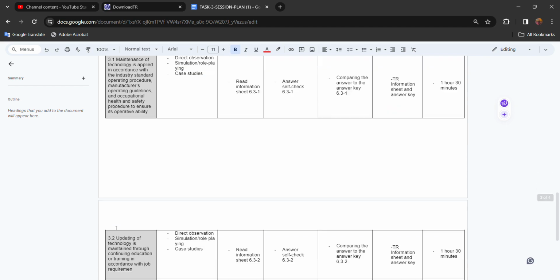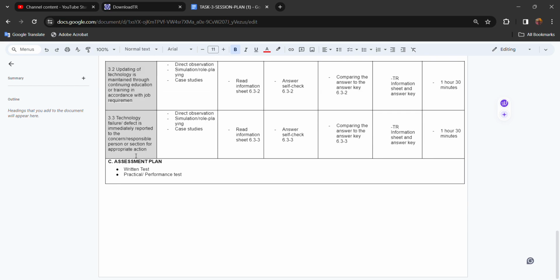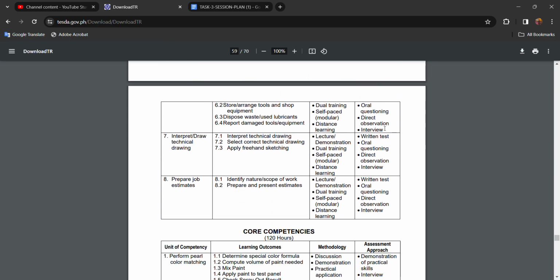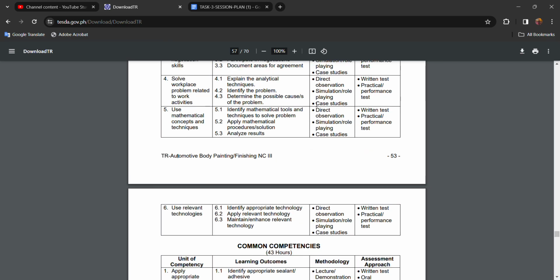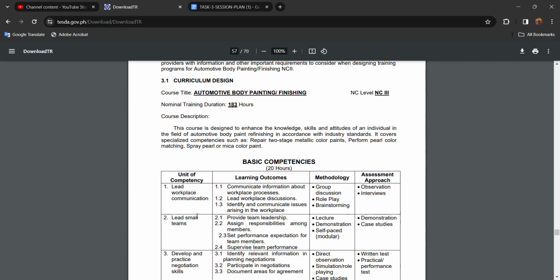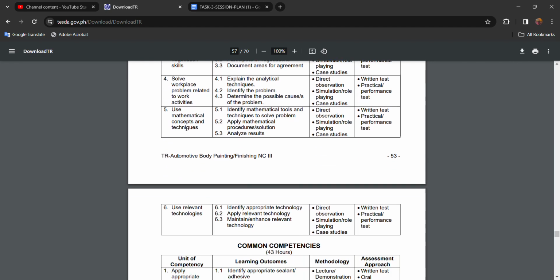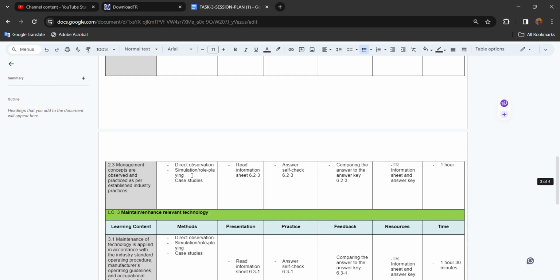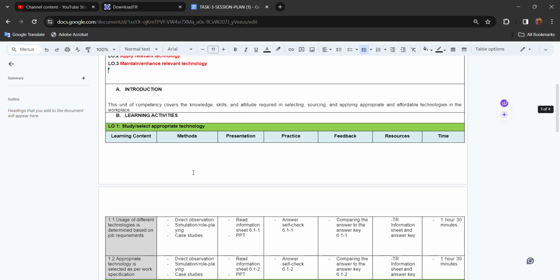And then the last part was the assessment plan. I got the assessment plan and the assessment approach. I just copied the one aligned with my basic competency, unit of competency, which is this assessment approach. It says written test, practical, performance test. I pasted it here, and that's my method of how I got my session plan.